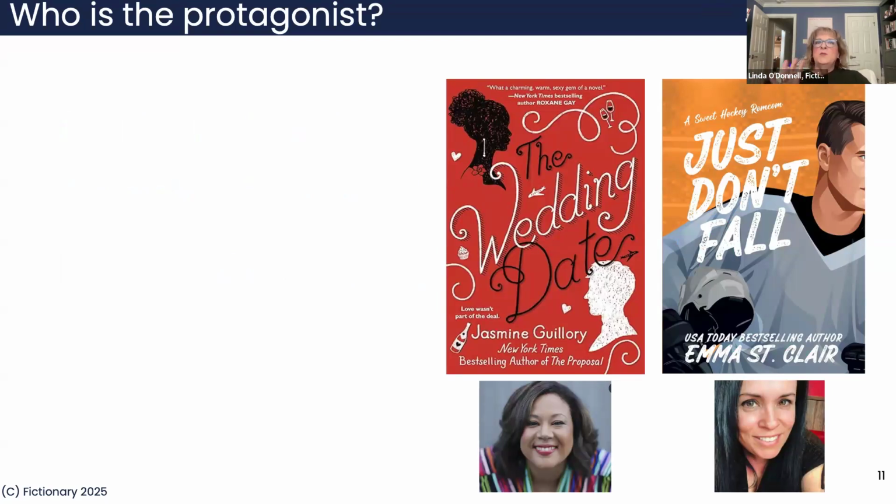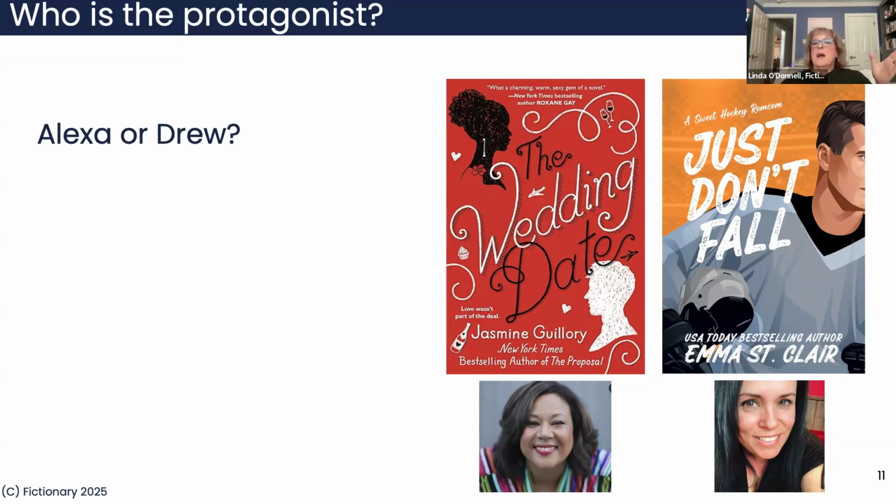So I've got these two books. One is called The Wedding Date by Jasmine Guillory, and the other is Just Don't Fall by Emma St. Clair. They're both contemporary romance novels. What these books have in common, and why I've chosen them to show you today, is that they are both commercially successful and they both use a dual narrative. That means we see scenes from both love interests' points of view.